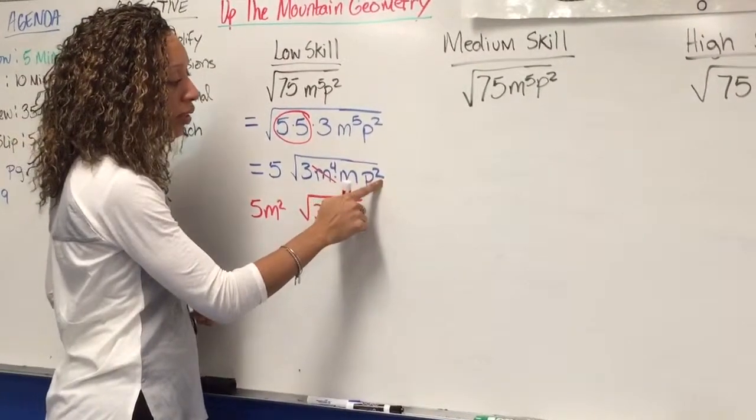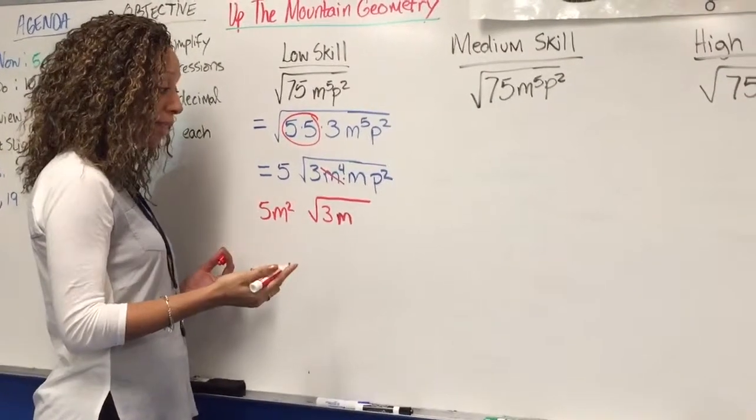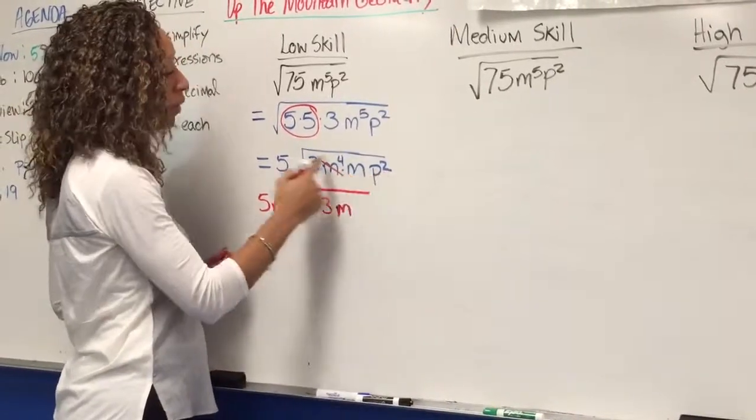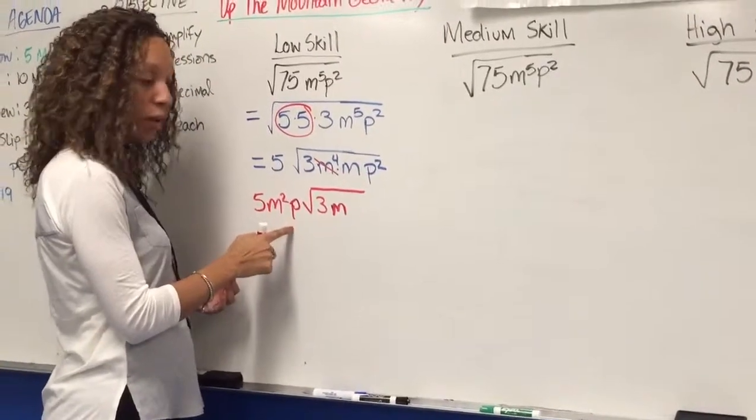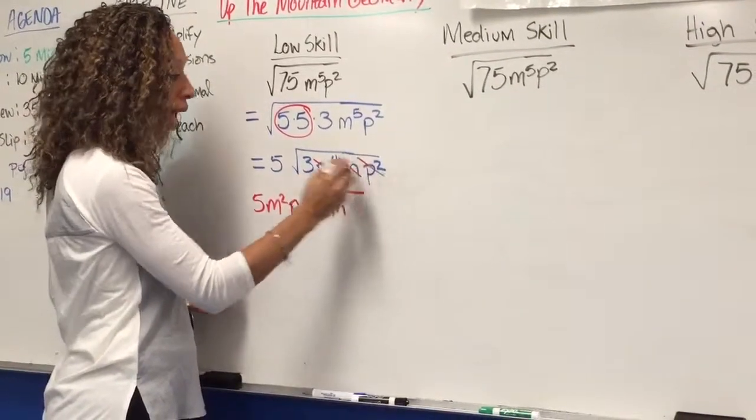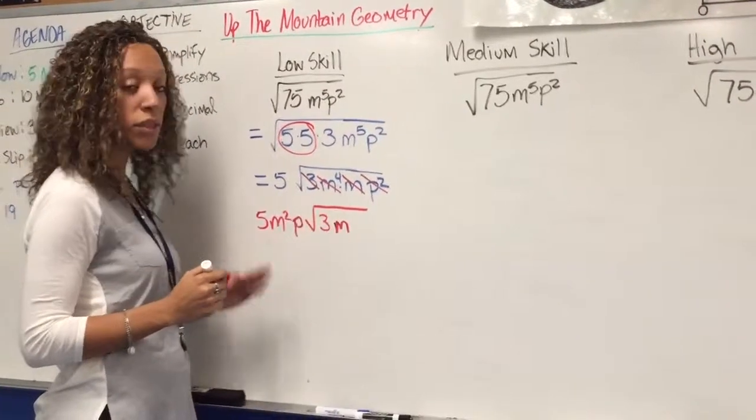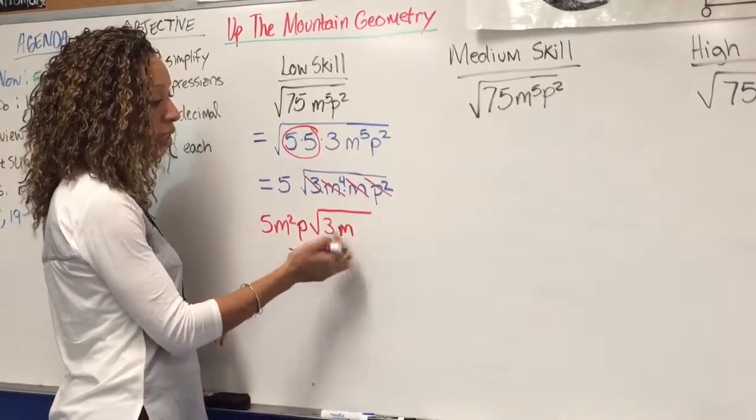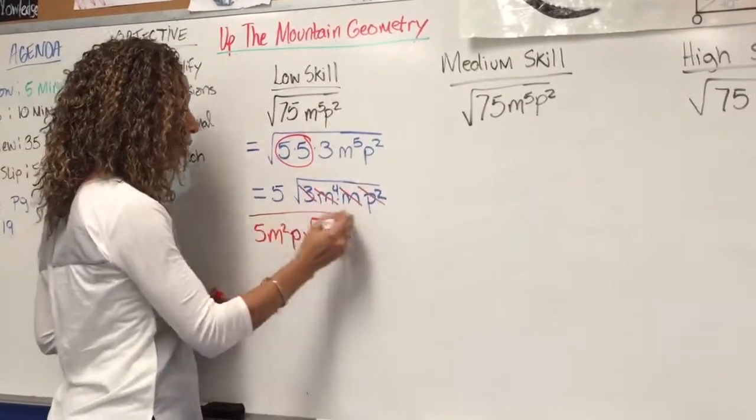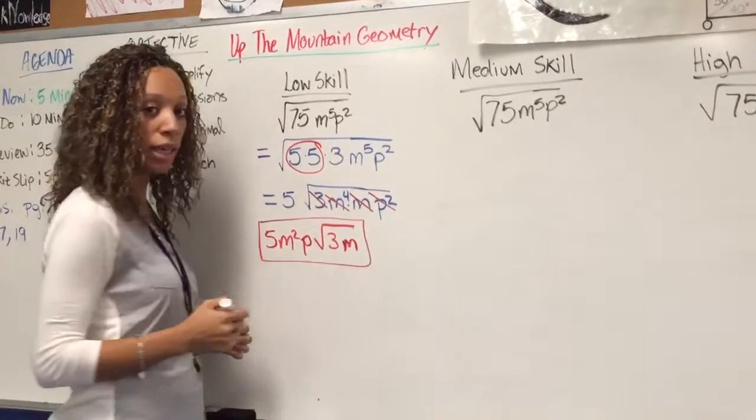And then p squared, this 2 is even, so I'll divide by 2. So what happens now? I take out p, because 2 divided by 2 is 1, so I just take out 1p. Is there anything else under the radical? Nope. I have exhausted every avenue here for simplifying, and since both of these are prime, I'm done. This is my answer, 5m squared p times radical 3m.